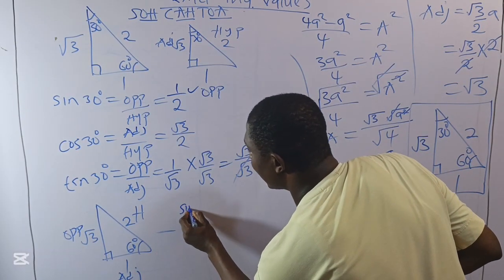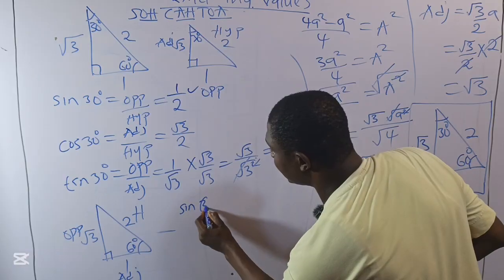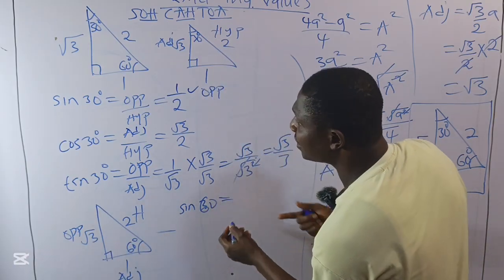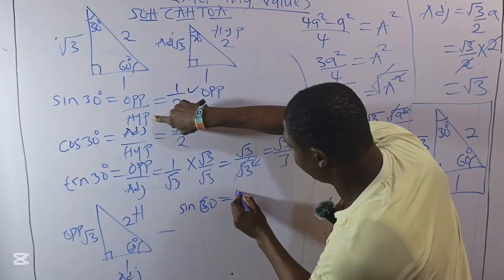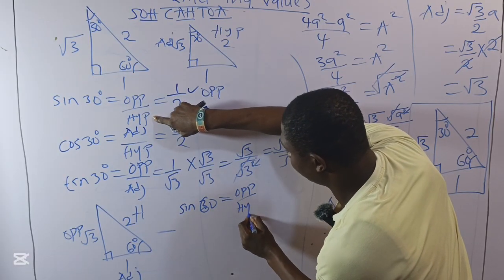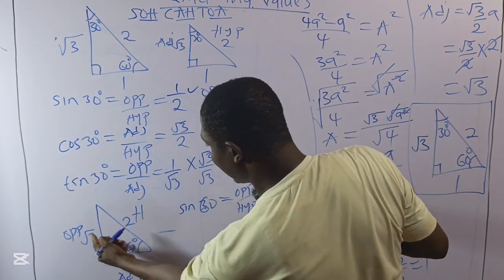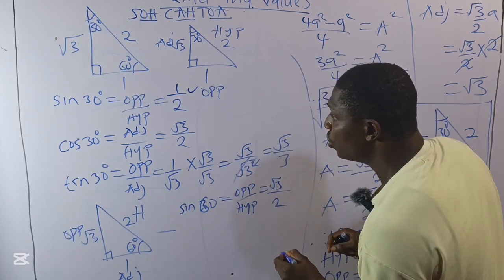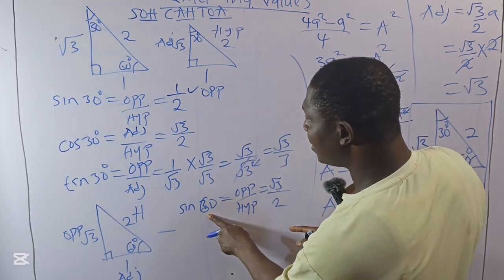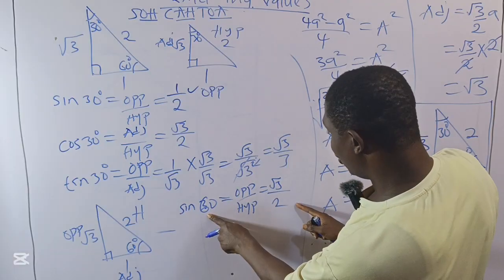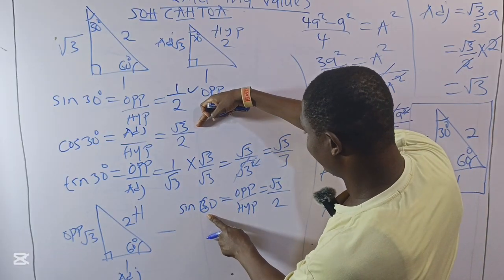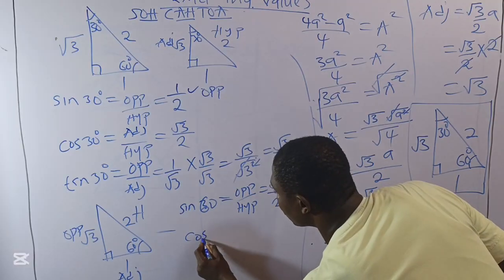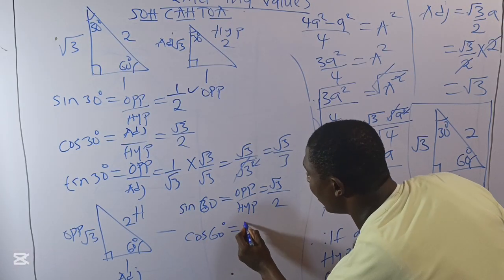Now we have sine 60. We're talking about 60 now. We're using this angle, remember. Sine 60, sine remains opposite over hypotenuse. And my opposite this time happens to be root 3, and my hypotenuse is 2. So you see that sine 60 is equal to cos 30. Take note.